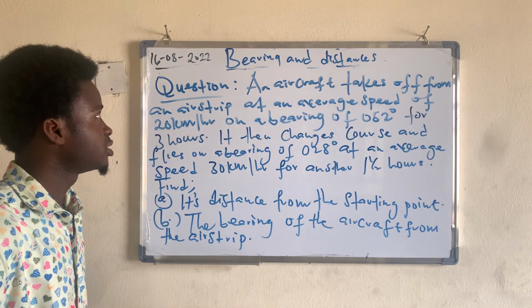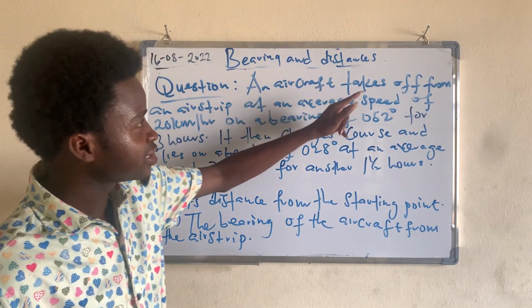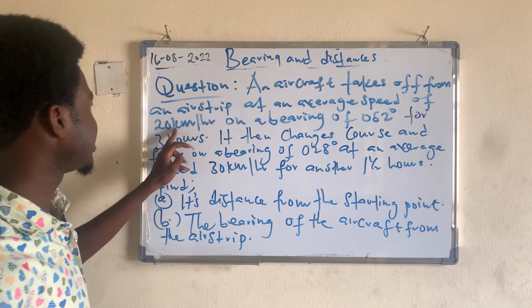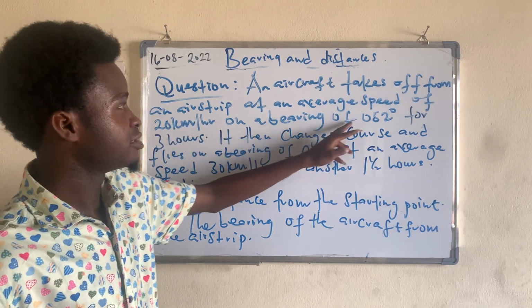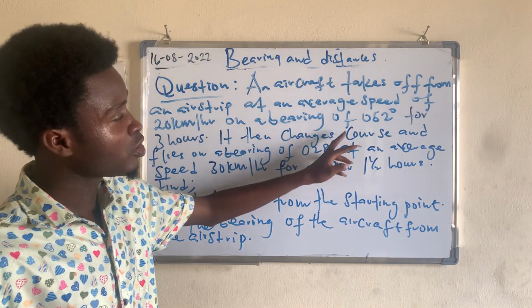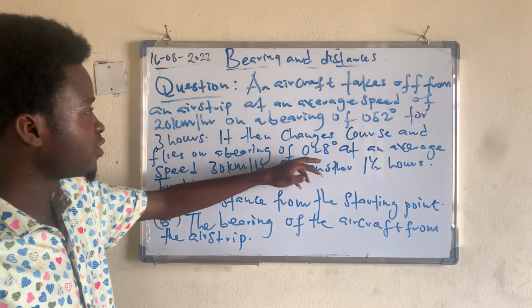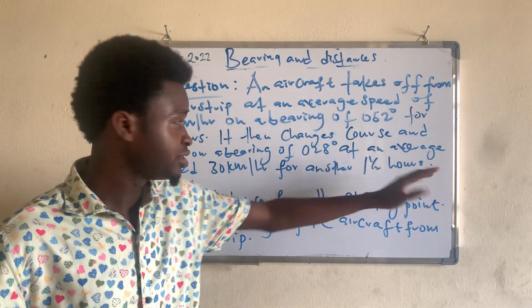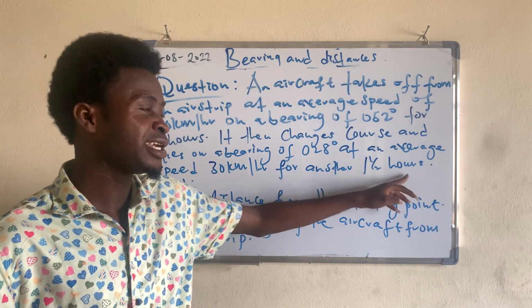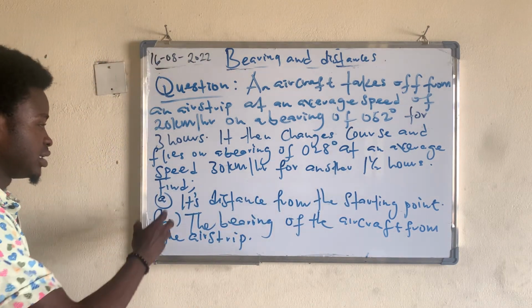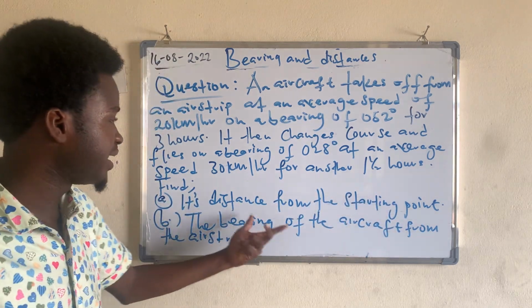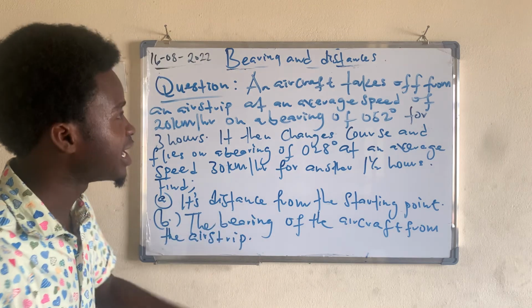You can see on the board, the question says an aircraft takes off from an airstrip at an average speed of 20 km per hour on a bearing of 052 degrees for 3 hours. It then changes course and flies on a bearing of 028 degrees at an average speed of 30 km per hour for another 1.5 hours. Find A, its distance from the starting point, and B, the bearing of the aircraft from the airstrip.